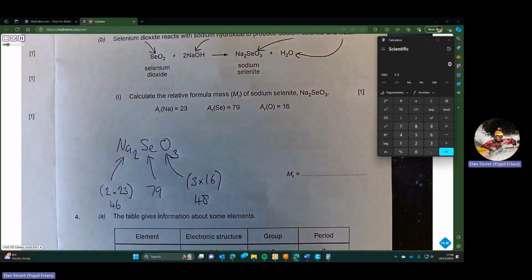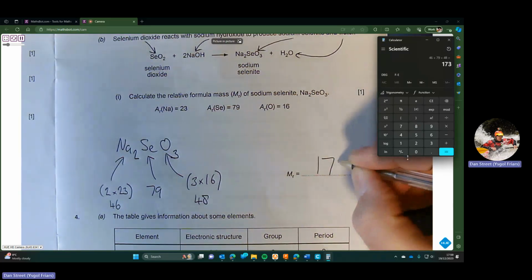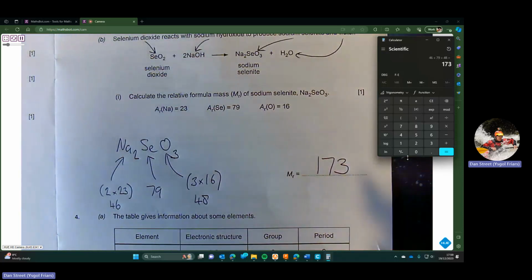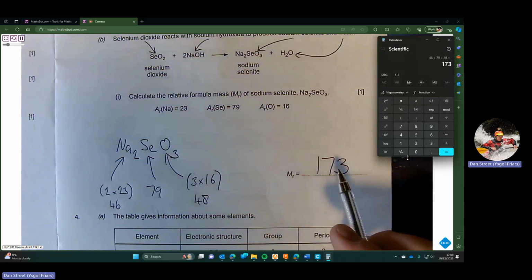And then just to double check we get the right answer, it's best probably to use the calculator. So if we add those 3 numbers together, we've got 46, which is the mass of the 2 sodiums, plus 79, which is the mass of the selenium, and plus 48, which is the mass of the 3 oxygens. And that gives us a total mass of 173. And there are no units for this answer because it's a relative formula mass, and therefore we don't give it units.